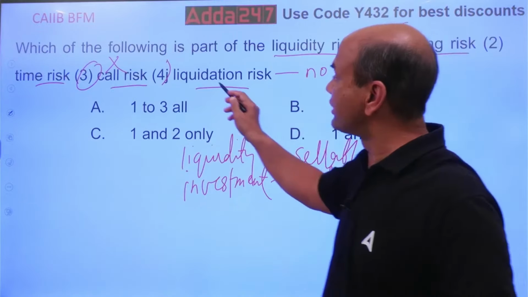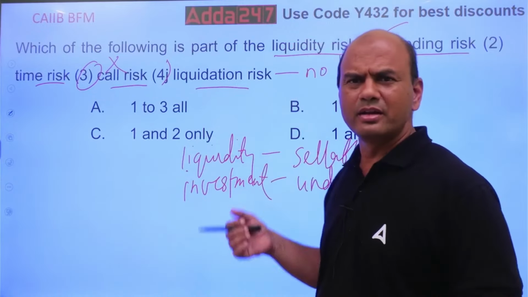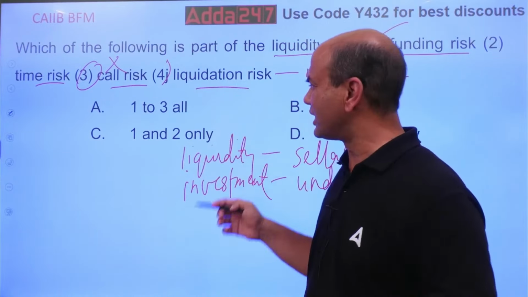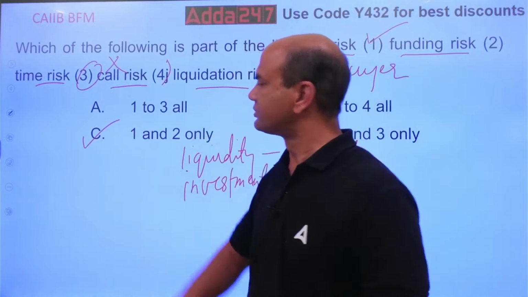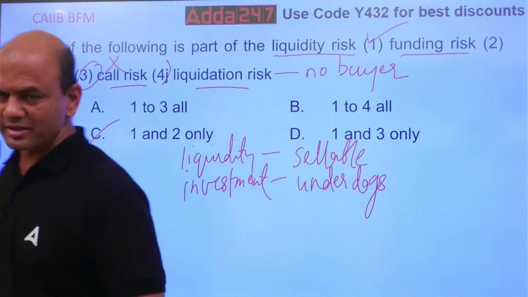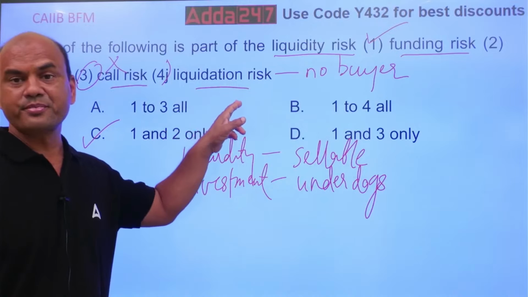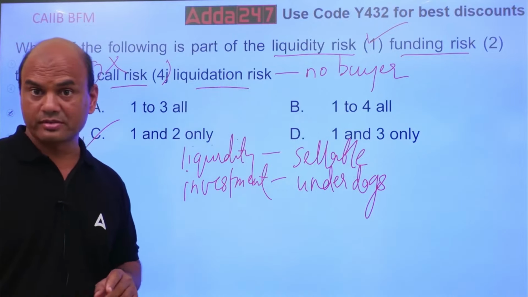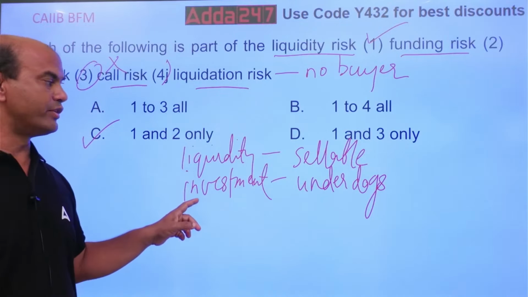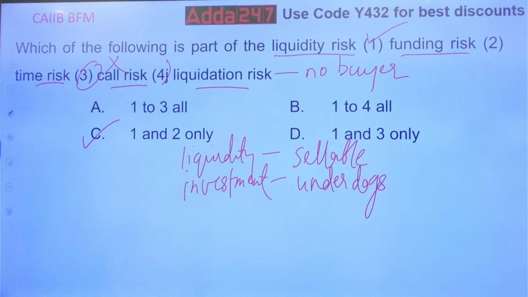So if I'm buying some liquidation problem bonds, somebody is having liquidation problem, nobody is buying it, I'm not in that business correctly. So the answer is C, 1 and 2 only, isn't it? Got it, everyone? It's 1 and 2. Understand the concept of liquidation. Very important. Liquidity and investment. Sellable, underdogs. You must understand this concept very properly. Otherwise, if you don't understand, you'll get confused in these.